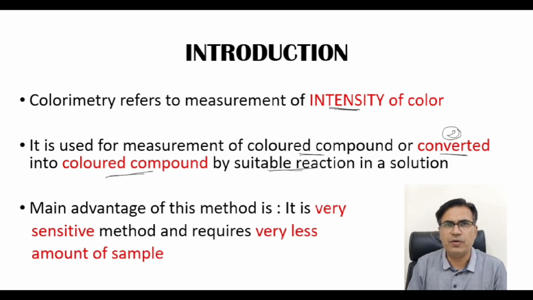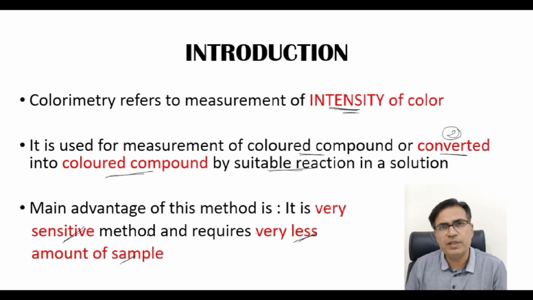Suppose we want to perform estimation of plasma glucose. So what we do is we convert plasma glucose targetedly into a colored compound. Then we check the intensity of that color. Next, what is the advantage of this method? It is a very sensitive method and requires a very small amount of sample.